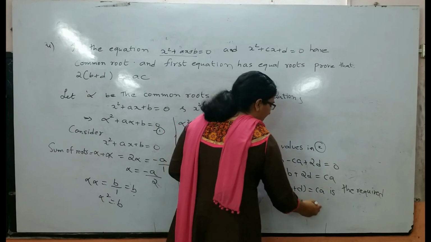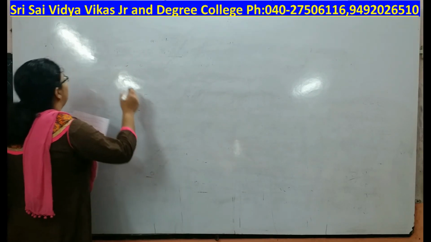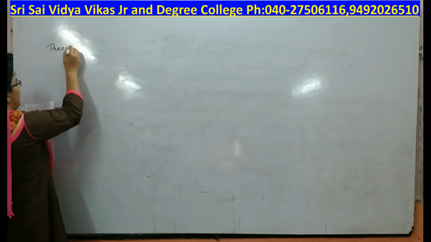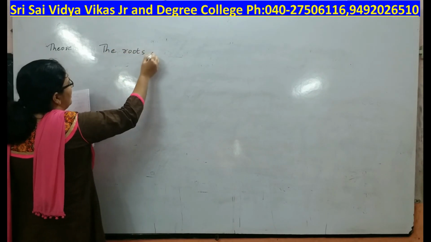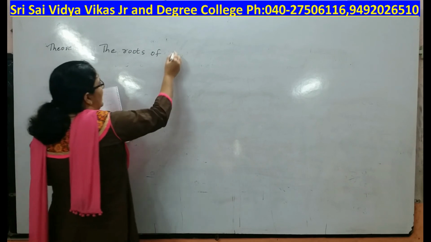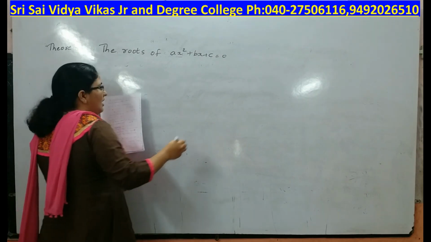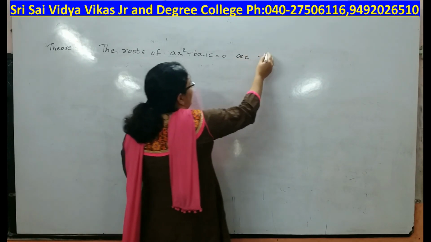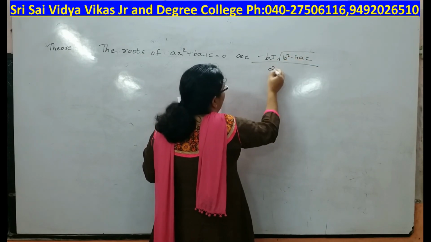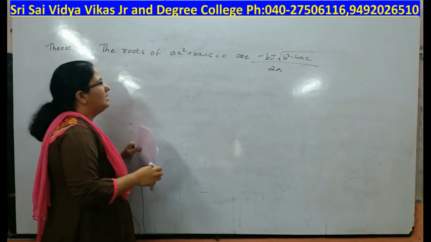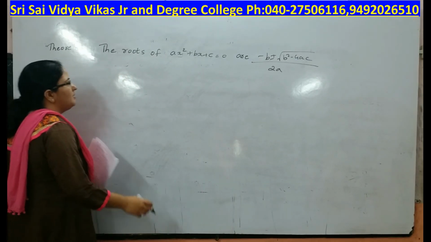That is about this problem. Next we shall discuss a theorem. The roots of ax square plus bx plus c is equal to 0 are minus b plus or minus under root of b square minus 4ac by 2a. In this theorem we will be proving that the roots of this equation are minus b plus or minus under root of b square minus 4ac by 2a.